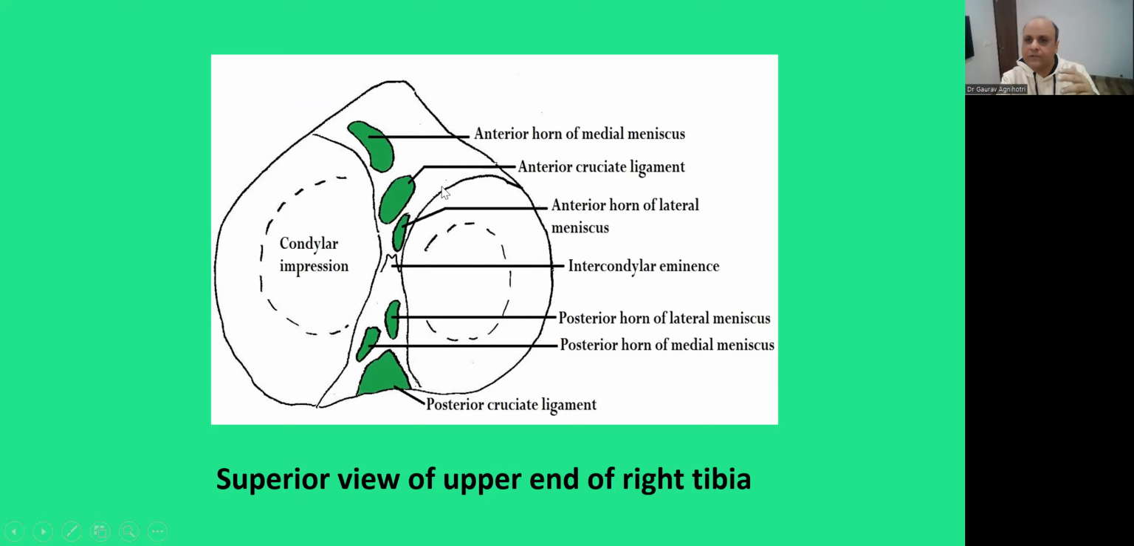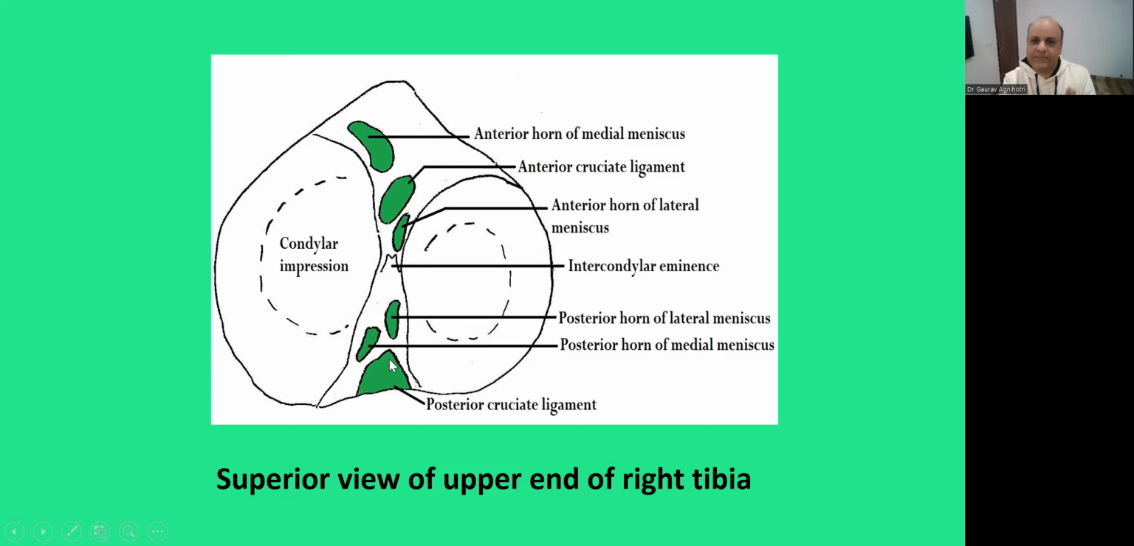Then C for cruciate, so we have the anterior cruciate ligament. Then L for Lahore, again lateral. So M stands for medial, C for cruciate, and L for lateral: Medical College Lahore. Since this is the anterior aspect, we have the anterior horn of the medial meniscus, the anterior cruciate ligament, and the anterior horn of the lateral meniscus. So these are the structures arranged from anterior to posterior.